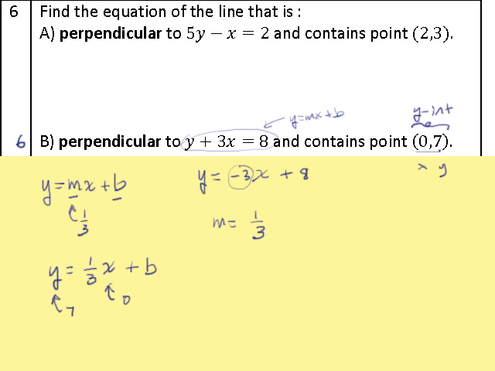And right away we get 7 is equal to 1/3 times 0 is 0, so we can just cross that off, and we get 7 is equal to b. So we get that right away. So the equation of our line is y is equal to 1/3 x plus 7.